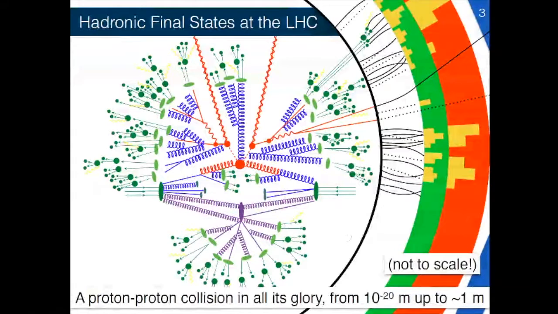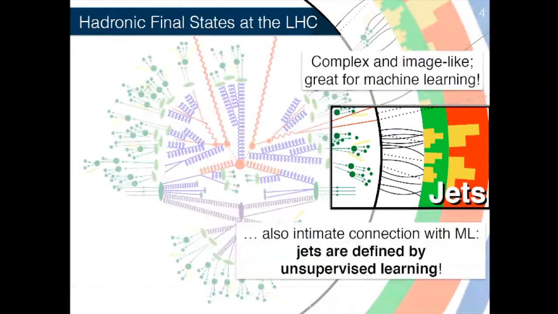So first, what are hadronic final states at the LHC? This is a schematic of what a proton-proton interaction might look like. It's very complicated, has many features to it. This is, of course, not to scale. It spans many orders of magnitude. But I'm going to focus in particular on one part of this final state, which is this part here, what are called jets. So you have some hard scatter interaction, and you have outgoing some collimated stream of particles, and these are what we call jets.